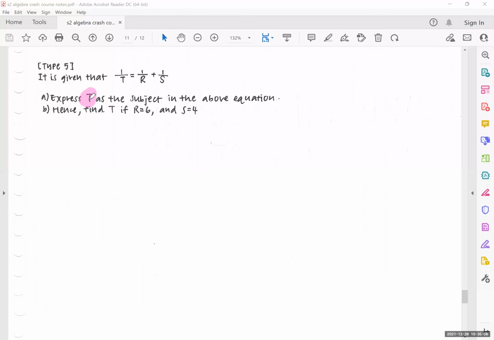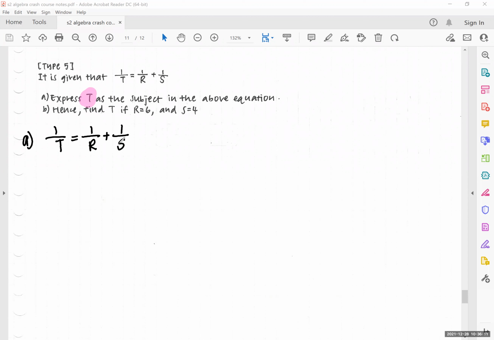So what does that mean? Left-hand side. Okay, so this is question A. I write down question A. 1 over T is equal to 1 over R plus 1 over S. You know what a lot of students do? Listen carefully. I tell you what a lot of students do.